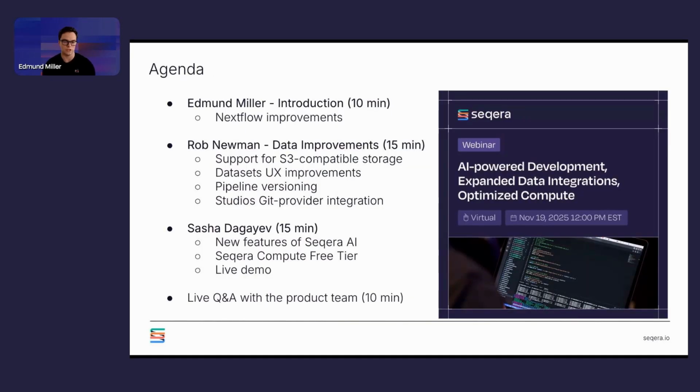Okay, so here's our agenda for today. We've got the Nextflow improvements that I'm going to go over here. And then Rob's going to talk to you a little bit about data improvements and a couple of things that we have coming down the pipeline there. And then Sasha is going to talk to us about AI, of course, and the Seqera Compute free tier as well.